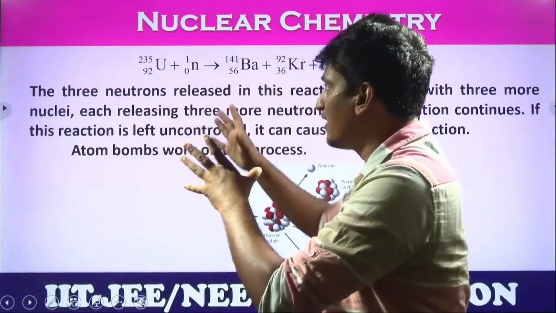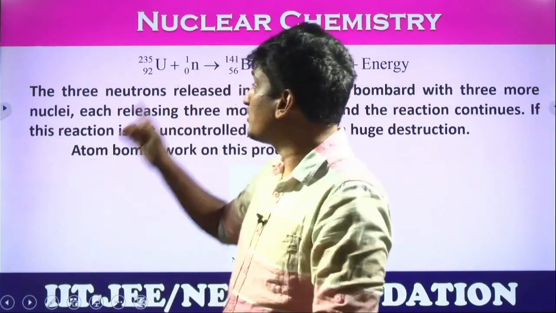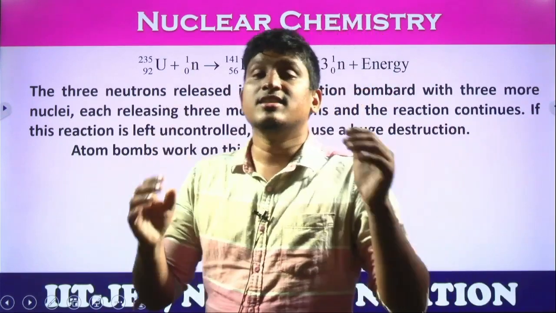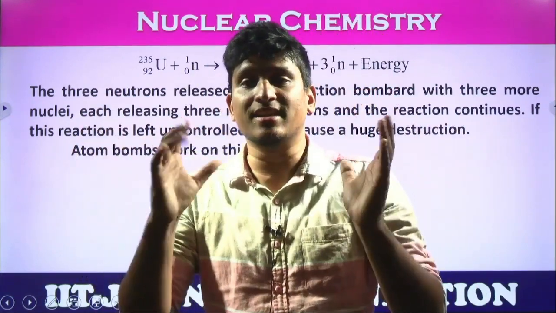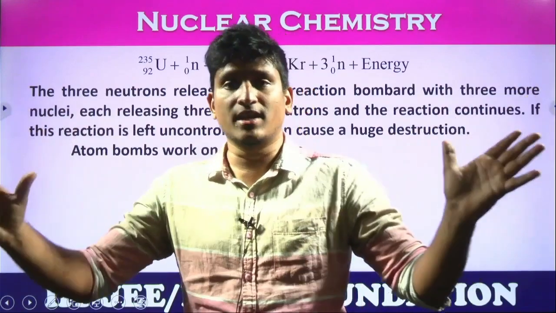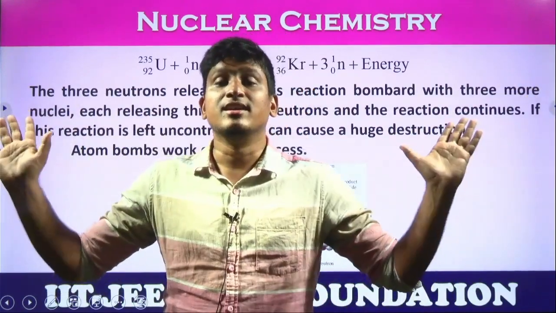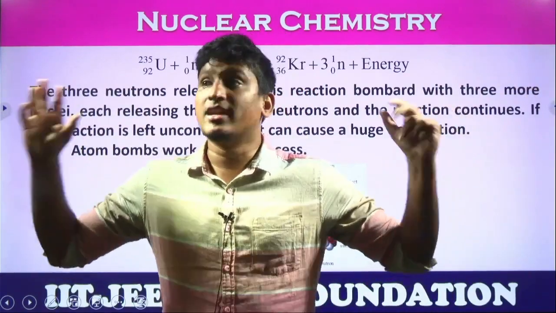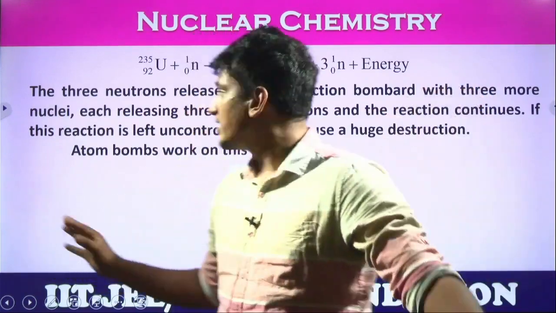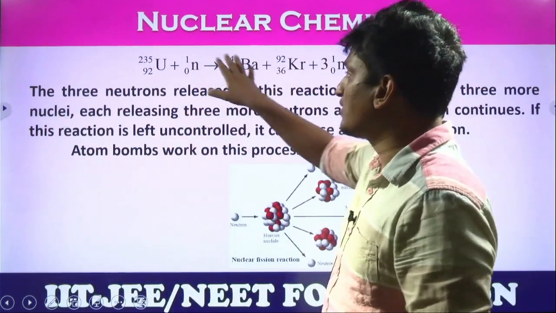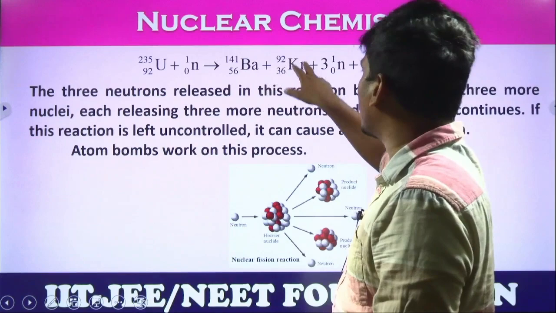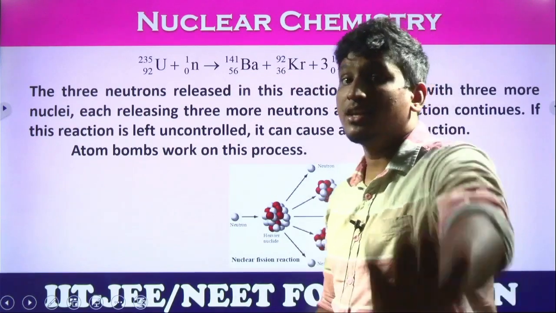If that nucleus of uranium-235 is disturbed, just imagine how much energy is released. An enormous amount of energy. The whole city will get destroyed by the shock wave, by the energy wave which is produced. Understood, students? This is what happens: uranium converts into barium, krypton, and 3 neutrons are released.